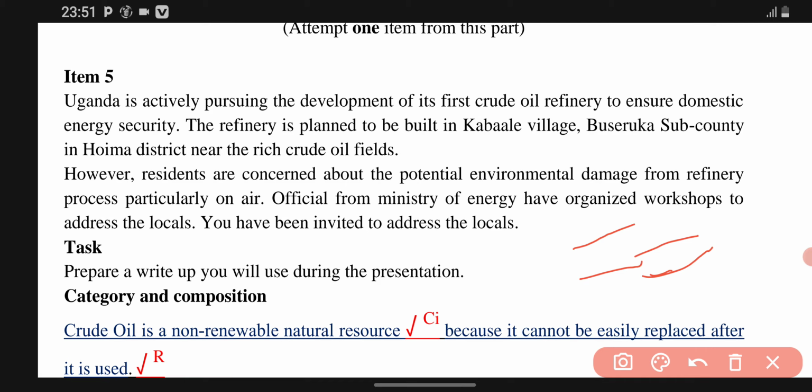Then 2, you have to mention the composition of the natural resource. Then you have to look at the impact of the natural resource on the environment, how it occurs, and how it can be mitigated. Lastly, you can talk about the benefits or importance of this natural resource. That's what we expect here.